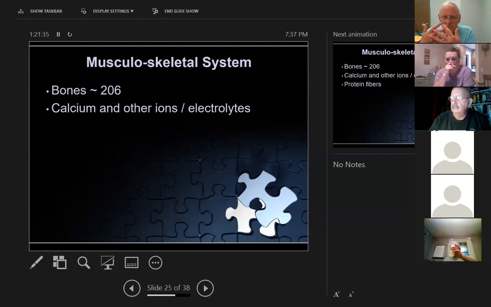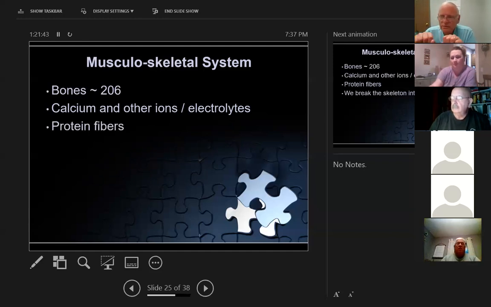It's a lattice on the microscopic level. But the primary one is obviously calcium, okay? It's also composed of protein fibers, so it has a little bit of flexibility. The younger we are, more of the structure is protein fibers versus calcium. And the older we get, it reverses. It's more calcium and less protein fibers, and our bones get more brittle as we get older.